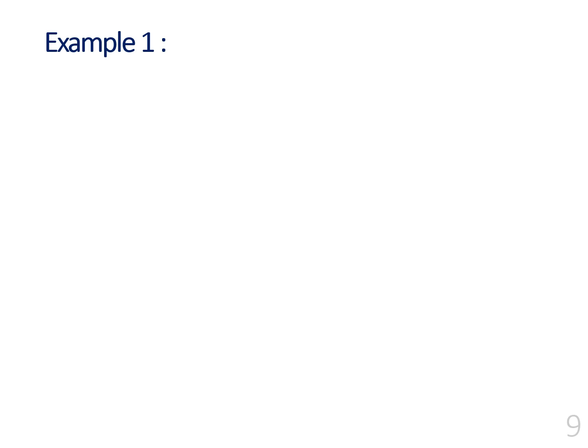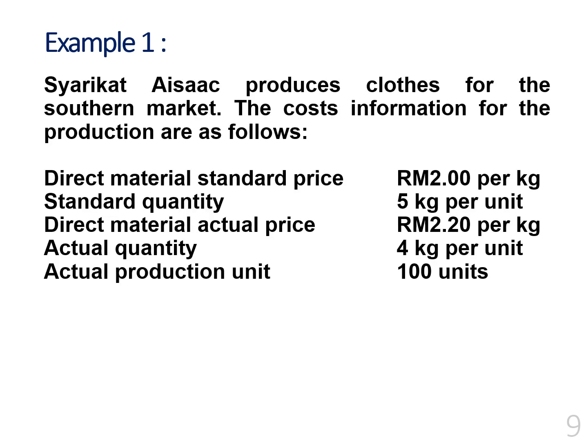Now we look at example 1. Syarikat Isaac produces clothes for the southern market. The cost information for the production are as follows. Direct material standard price equals to 2 ringgit per kg. Standard quantity equals to 5 kg per unit. Direct material actual price is 2 ringgit and 20 cent per kg. The actual quantity equals to 4 kg per unit. And the actual production unit equals to 100 units.